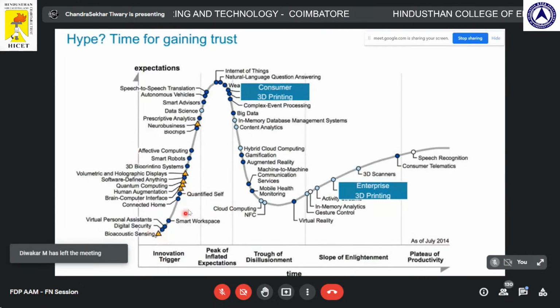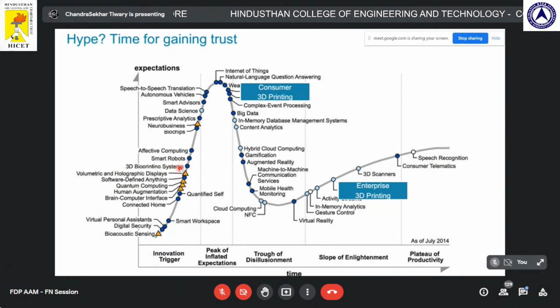Okay. Now, if you see 3D printing, they have this technology which is called 3D bioprinting. So 3D bioprinting, which started say a couple of years back, is in the stage where they are able to show.